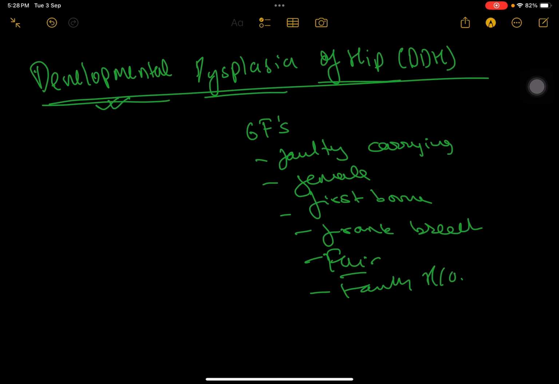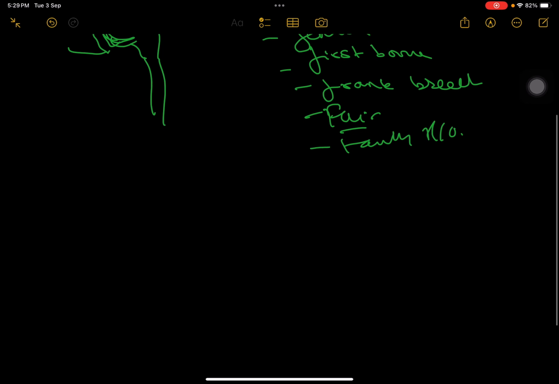So whenever we talk developmental dysplasia of hip, it's a condition where the acetabulum and the head of the femur, there's some anomaly because of which the head of the femur doesn't fit into the acetabulum, and it concurrently gets out. It dislodges out of the acetabular cavity. And there are different causes of this one.